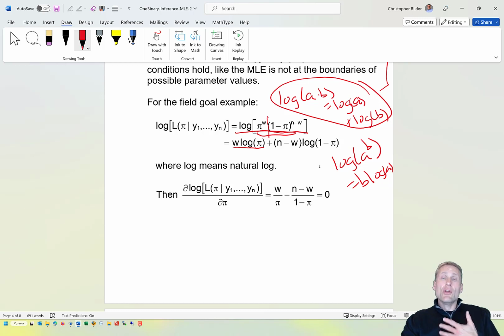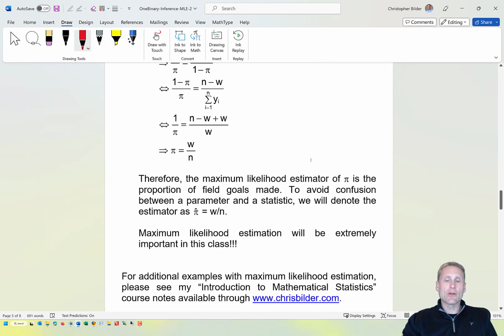Okay, so next we find the derivative with respect to pi, and we get w over pi minus n minus w over 1 minus pi. We set that derivative equal to 0 and solve for pi. You can go through the algebra on your own, and I get pi is equal to w over n. So we can say more formally, my maximum likelihood estimate in general for any w, for any n, is pi hat equal to w divided by n. In other words, number of successes divided by number of trials. Again, think of how intuitive that is.